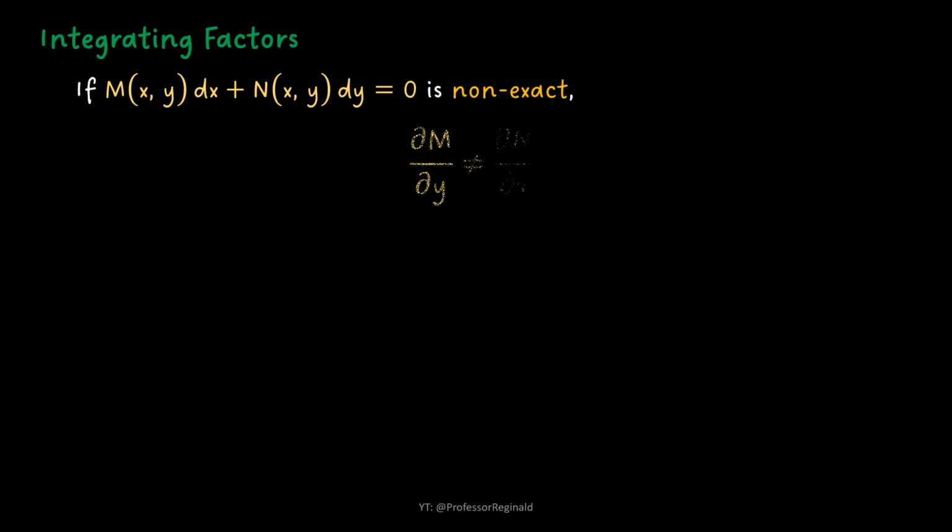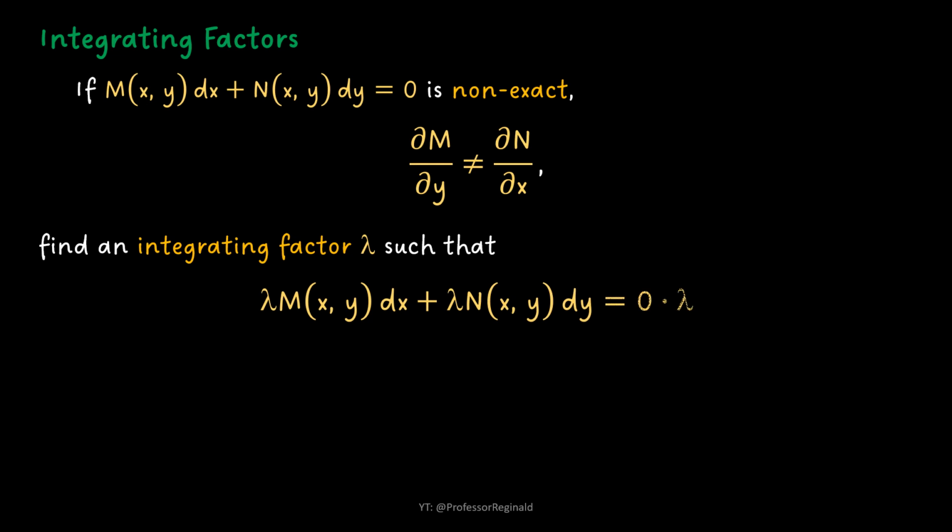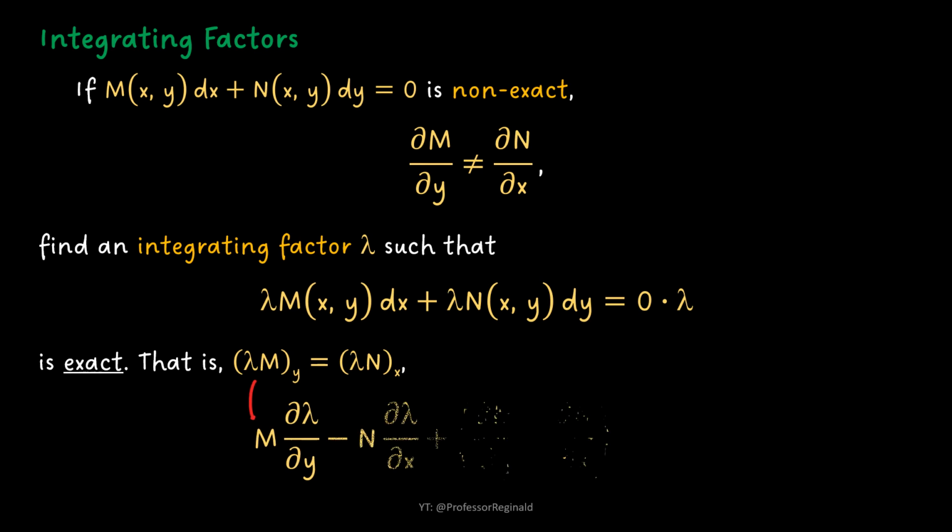Integrating factors. If a first-order differential equation is non-exact, which means these first-order partial derivatives are not equal, find an integrating factor such that when it is multiplied to both sides of the differential equation, the differential equation becomes exact. That is, the condition for exactness becomes the equality of these two first-order partial derivatives. And when the product rule is applied, the condition can be expanded into the following partial differential equation.